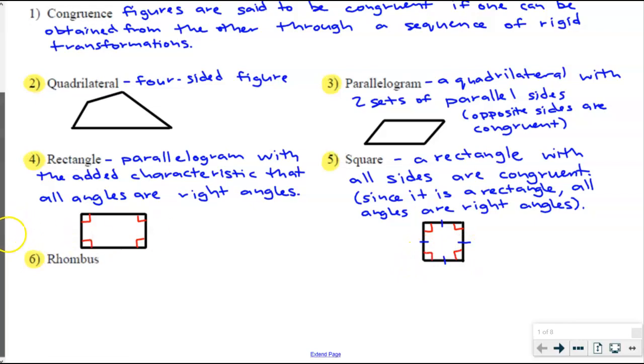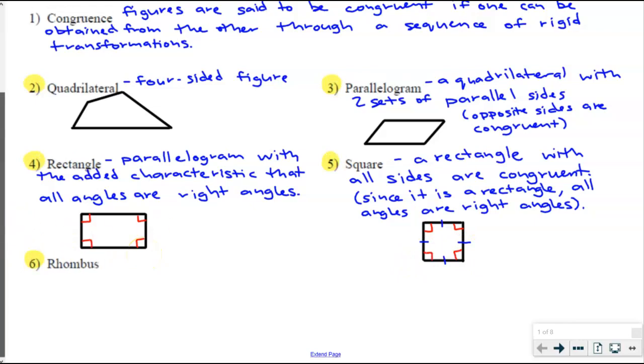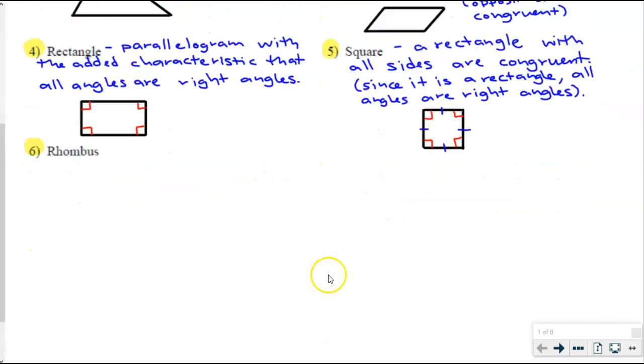Rhombus, what's the definition of a rhombus? Go back and discuss with your groups one more time because I really want a good attempt here. Rhombus, what is a rhombus based on all these other definitions? What is a rhombus?